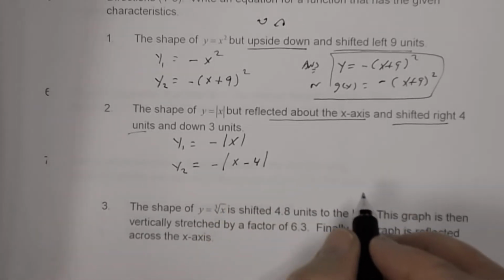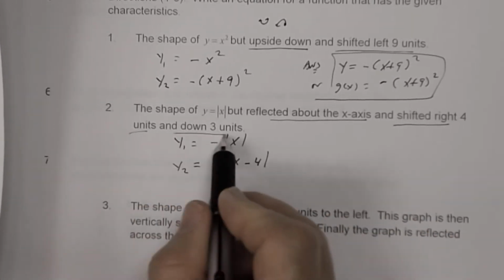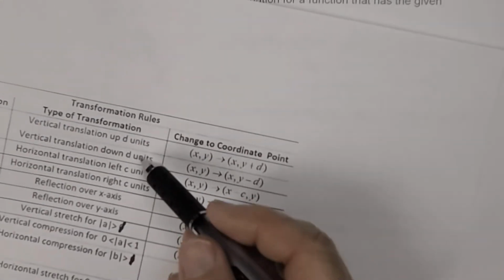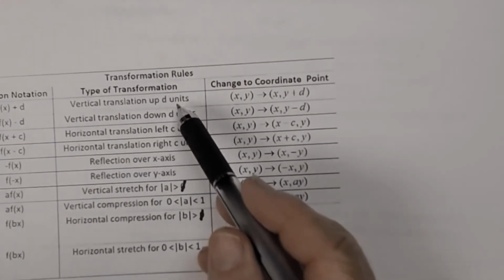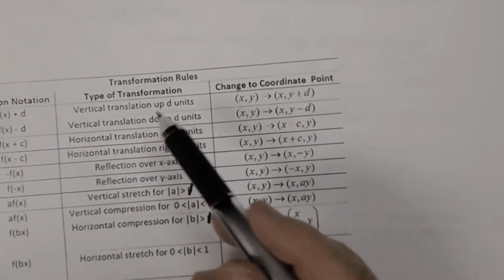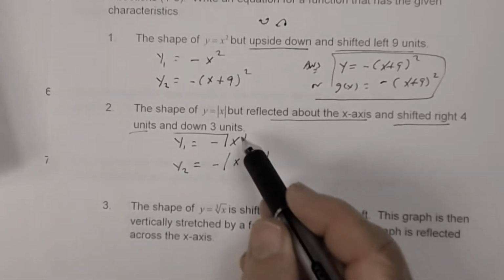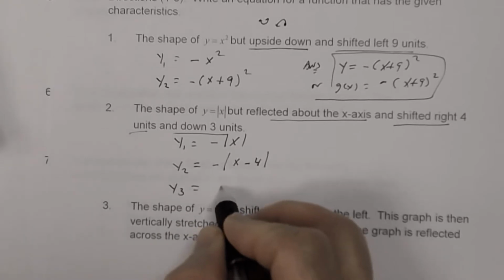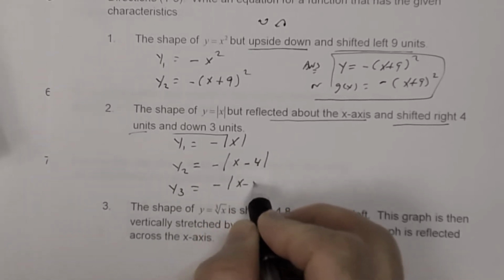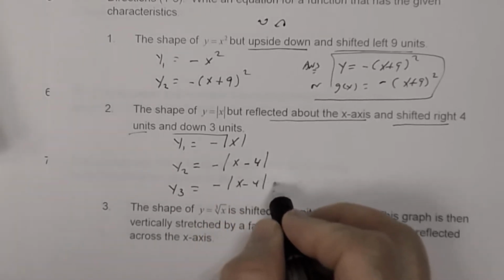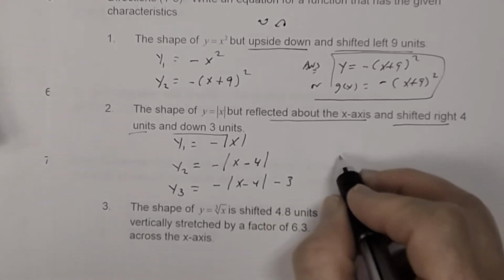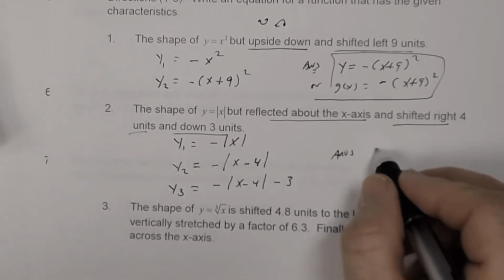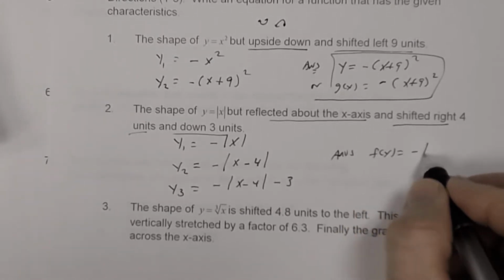Then my third transformation is where I take this and shift it down 3 units. The vertical translation is intuitive. If I go down, I say minus 3. So the third one will be negative, absolute value of x minus 4, and then minus 3. And so there's your answer. You're going to say either y equals, or f of x in function notation, and that'll be your answer.